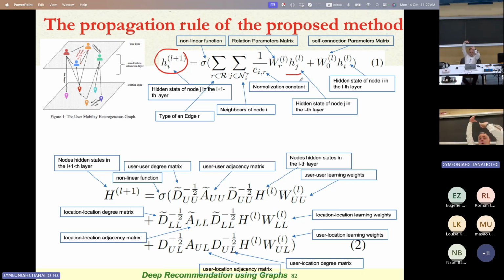So H is the variable that represents the node, the target node, and the features of the node. W is the weighted matrix, as we said. W is the weighted matrix, the weights that our neural net should learn.